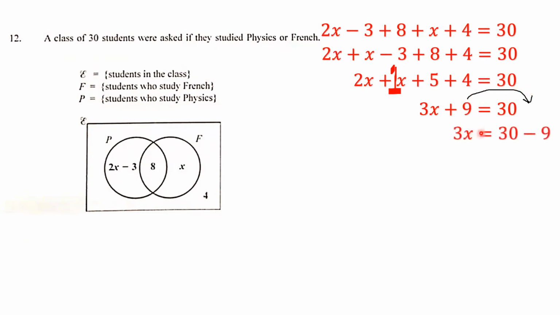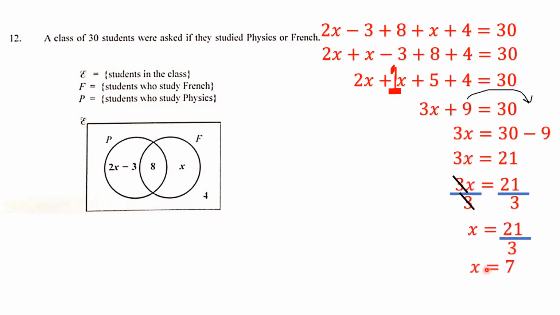And so we have 3x is equal to 30 minus 9, which is going to be equal to 21. So 3x is equal to 21. Divide both sides by 3. And so this cancels, and this cancels. So we get that x is equal to 21 divided by 3. And 21 divided by 3 is definitely going to be 7. So that means that x, if you want to calculate the value of x, is 7.